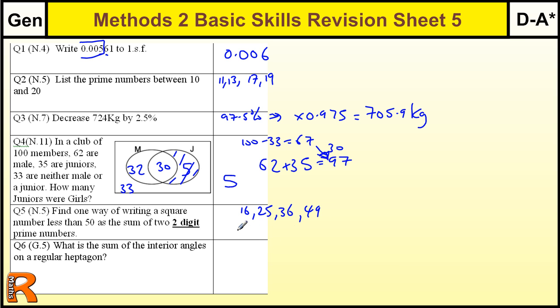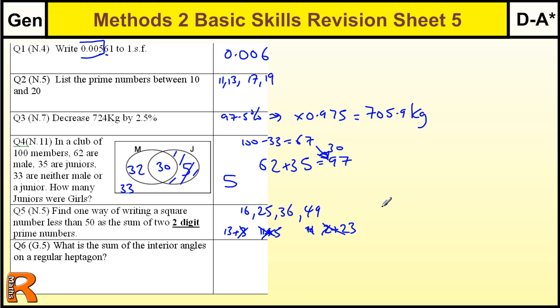Now 16, prime number, well, I could do 13 plus 3, but 3 is not a two-digit number. And I could do 11 plus 5, but 5 is not a two-digit number. 25, I could do 11 plus 14, that's not going to work. 25 is an odd number, so we'd have to add 2 to something, which is our only even prime number, which would be 2 plus 23. But again, 2 is not bigger than 10, so it's not two-digit.